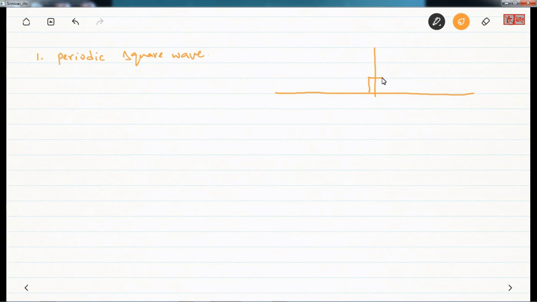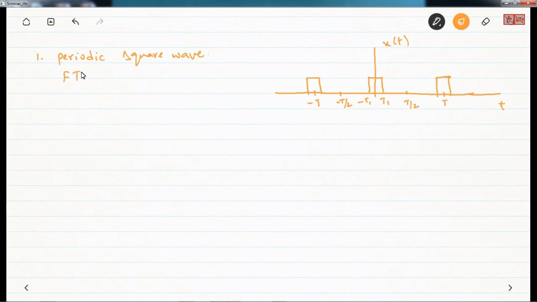So the periodic square wave is something like this. Minus t1, plus t1. This is t by 2. This is t. This is minus t by 2. This is minus t. And so on. Say this is x of t. And this goes on in t.